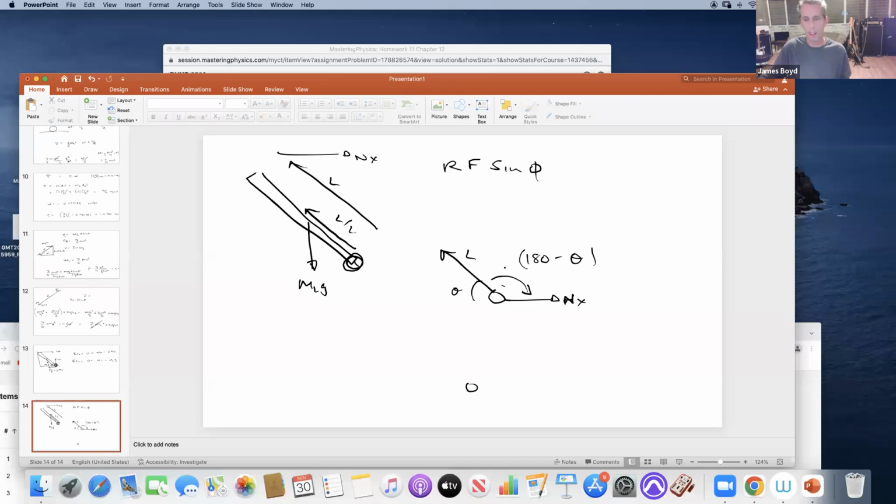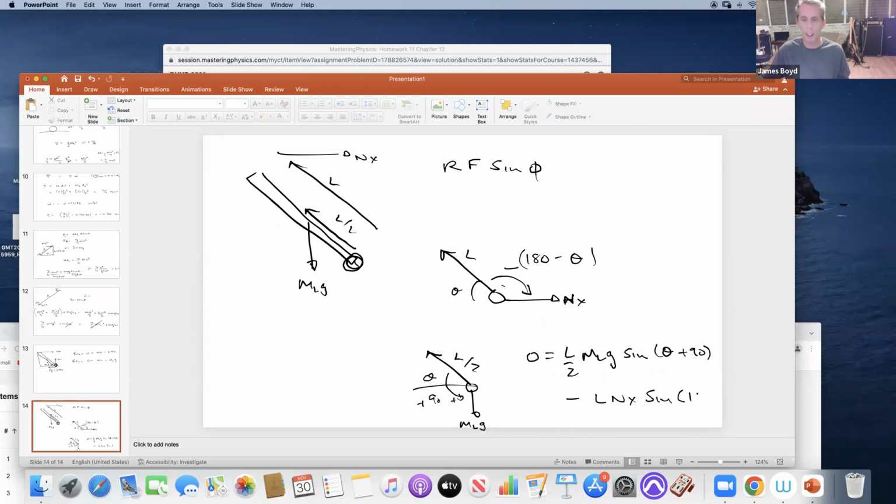For my second torque, and I'm going to call this torque negative, I have L to the half and then mlg. And this angle is theta plus 90 degrees. So my torque equation is 0, this one's positive, 0 equals L to the half mlg sine of theta plus 90 degrees minus L nx sine of 180 minus theta. Now, that is almost impossible to solve for theta without doing some crazy trick. So I'm going to show you something.